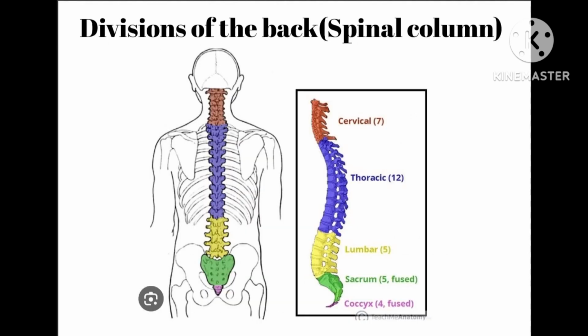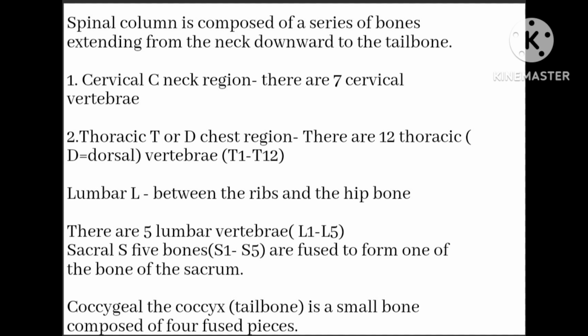Next one is the divisions of the back or spinal column. There are 5 regions: cervical, thoracic, lumbar, sacral, and coccyx. Spinal column is composed of a series of bones extending from the neck downward to the tailbone. Cervical bone, there are 7 cervical vertebrae.